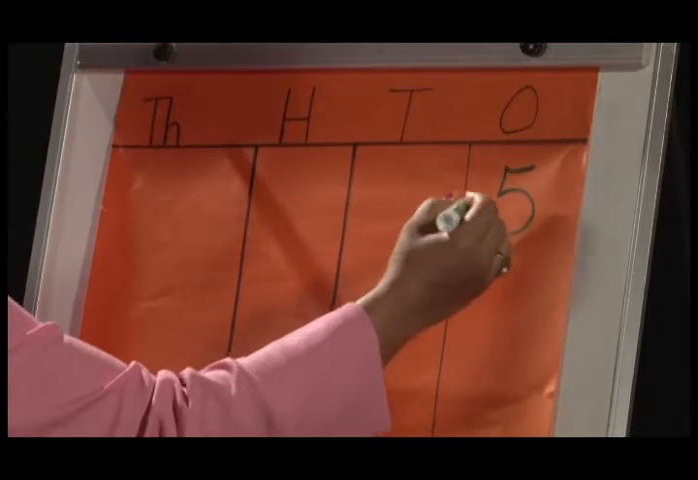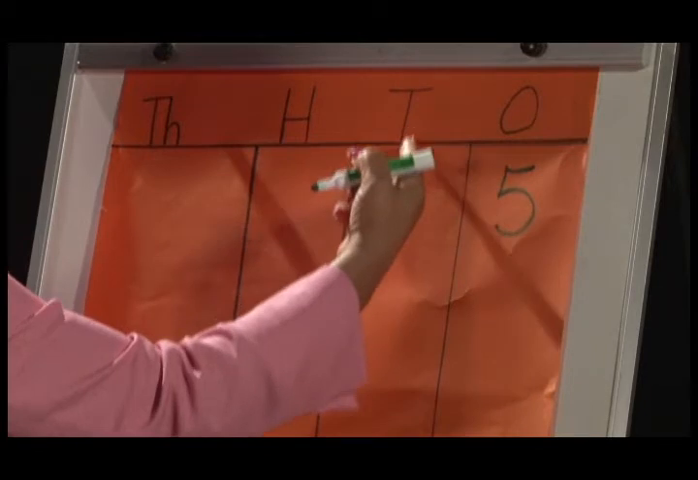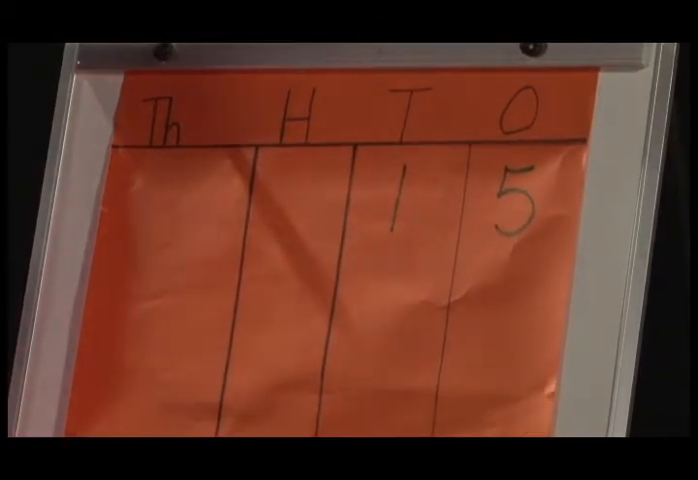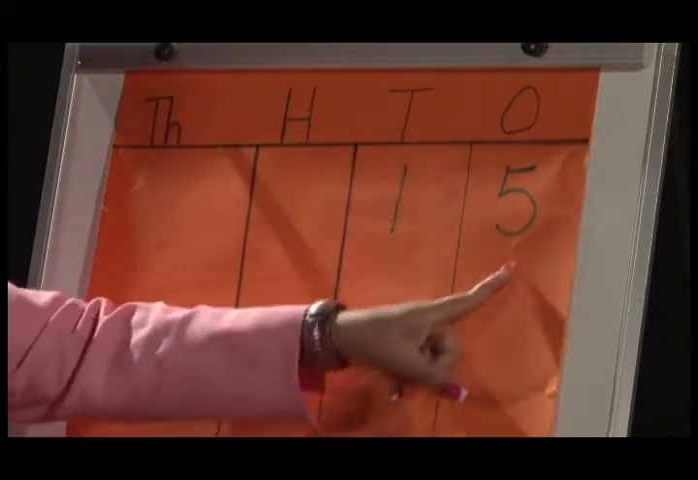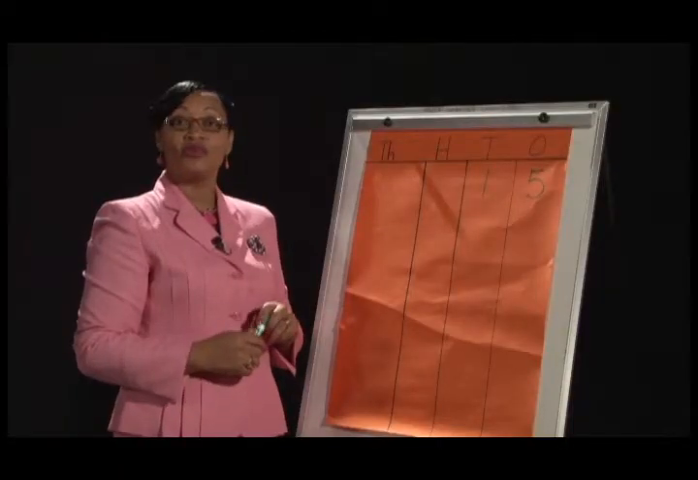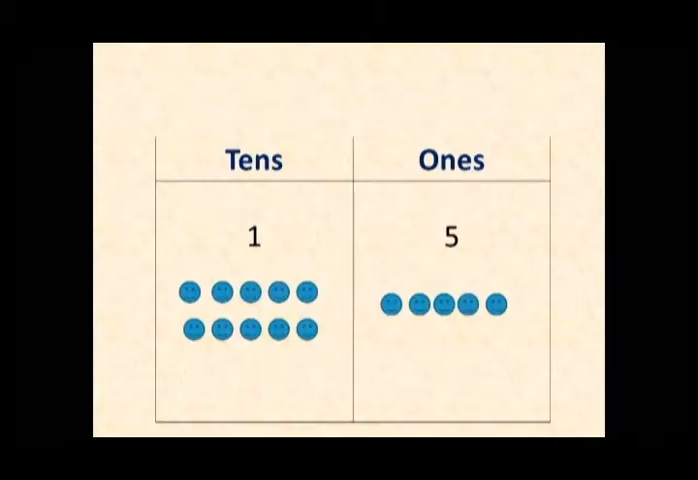Starting from the far right corner where we have our ones represented here and our tens here, we'll have 5 and 1. So in all, it shows us that we have 5 ones and 1 group of 10. That would represent Matthew's 15 marbles. Here is another representation of the 15 marbles, showing tens and ones, 5 ones and 1 group of 10.